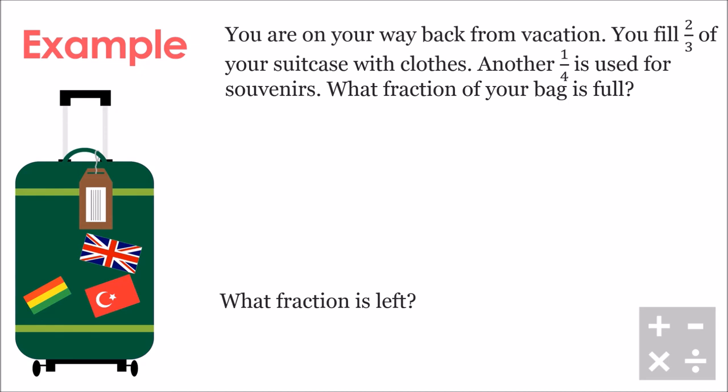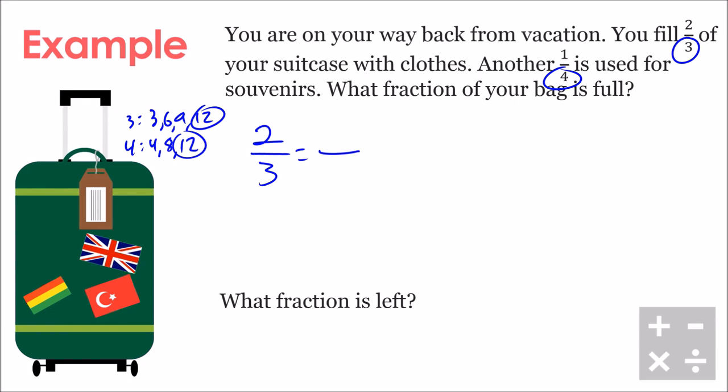So first things first, we got 2/3 and 1/4 being used up. So we need to add those two together. So we need to find a common denominator for 3 and for 4. Now I'm going to do that small over here. So 3, 6, 9, 12, and 4 gives me 4, 8, 12. And right here I've got a common denominator of 12. So I need to turn 2/3 into something out of 12. Now, what times 3 gives me 12? I should remember that times 4 does. So what I do at the bottom, I have to do the top, times 4. 2 times 4 gives me 8.